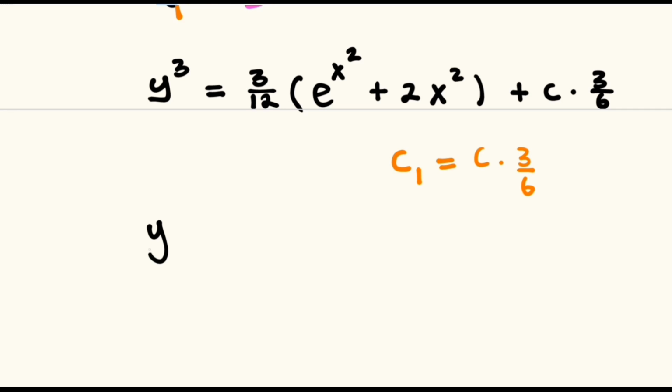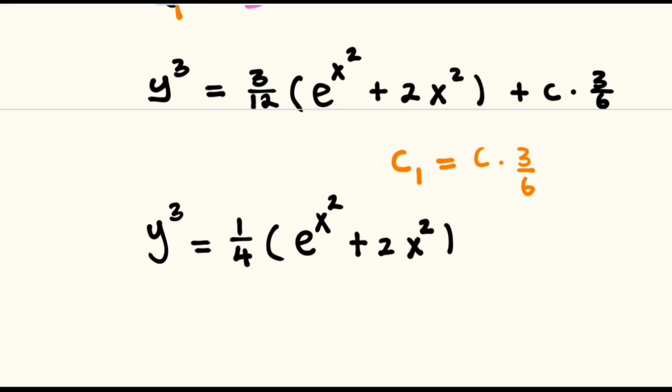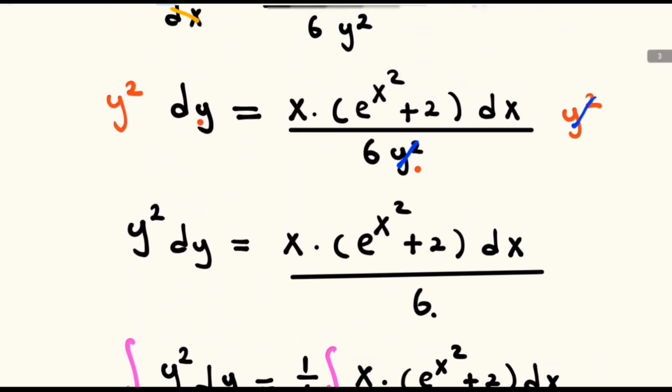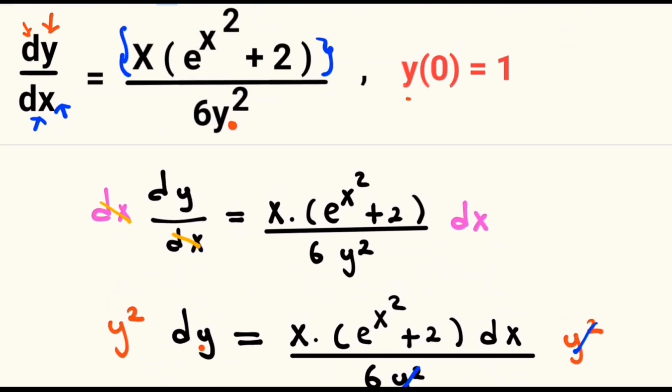So y to the power 3 will be equal to 3 divided by 12, which is 1 over 4, into e raised to the power x squared plus 2x squared plus c1. From here we have to determine c1 using the initial value that is given.